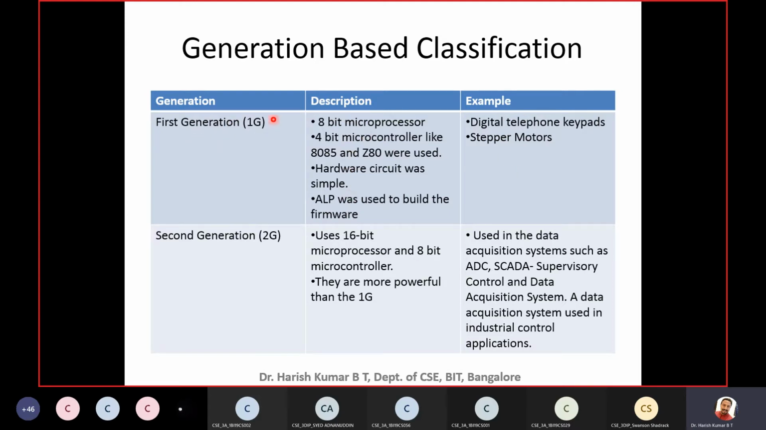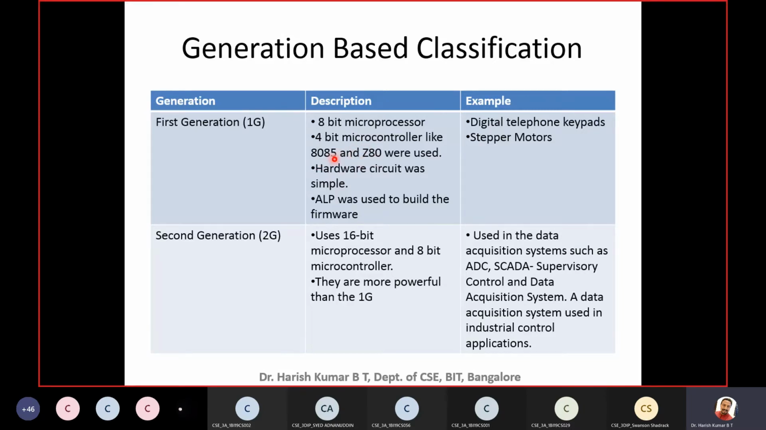The first generation is also represented as 1G. If we look at what kind of processor or microcontroller the first generation embedded systems were using, they were all using either 8-bit microprocessors or 4-bit microcontrollers. The examples for the 4-bit microcontrollers are also written here.